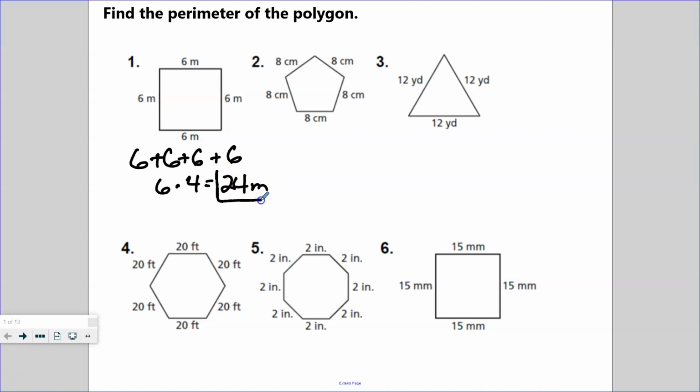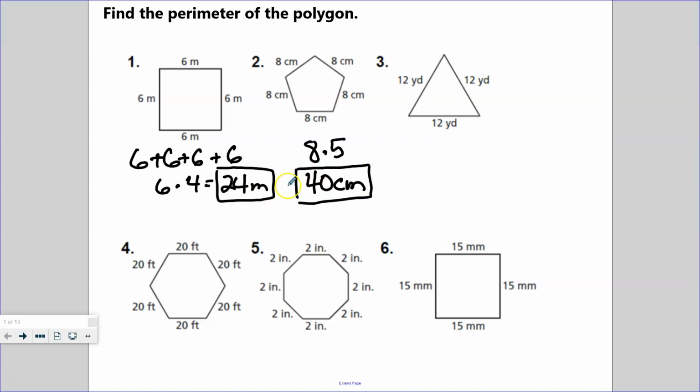Now units will matter very much here because a 24 meter square is quite big, but a 24 millimeter square is quite small. Name the shape. Has 5 sides. If you said pentagon, you are correct. And so instead of saying 8 plus 8 plus 8 plus 8 plus 8, I'm going to go ahead and say 8 times 5, and I get 40, don't forget the units, centimeters.